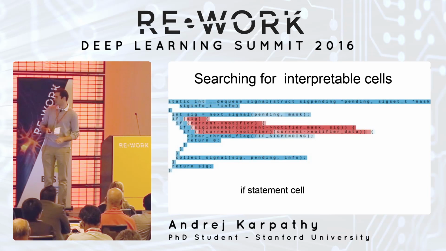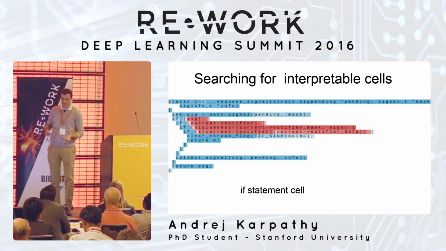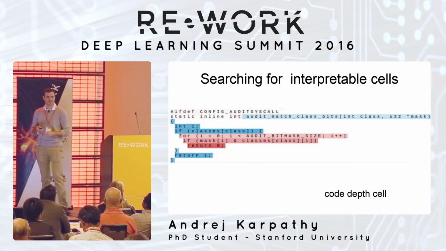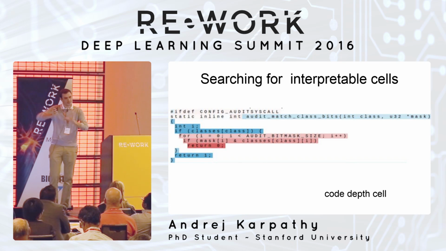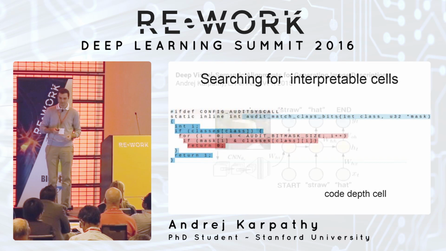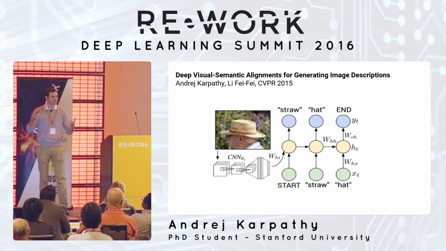There are cells that only respond in if statements in code, or cells that only respond inside comments or strings, or cells that get more excited as you indent your code and you're deeper and nested in an expression. So basically, the RNN just picks up on all these different patterns so that it can perform this prediction.